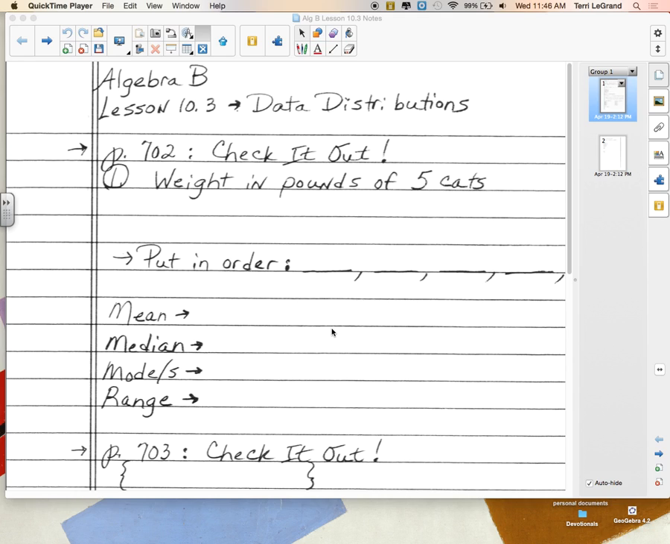Does there have to be a mode? What do you think? No, it doesn't have to. What if every number is different? There's no mode. You can't say one occurs more often than another one does because they all occur one time. So there would be no mode.